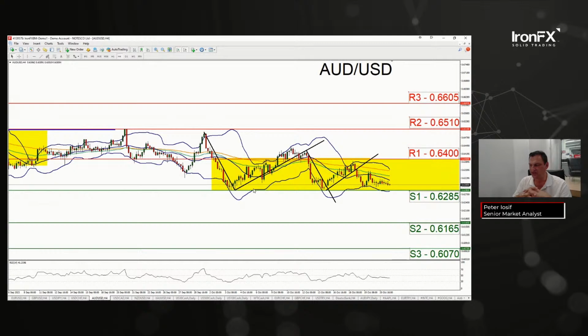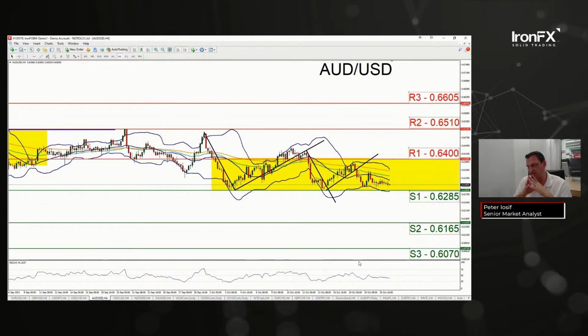The second element is that the 20 moving average, which is also the median of the Bollinger Bands, has started to turn lower, but that's also happening with the 50 and the 100 moving averages in green and orange respectively. And the third element is the fact that the RSI indicator has dropped slightly below the reading of 50. It's currently at 41. It's not a clear-cut bearish outlook here, but it still shows a predisposition to the downside for AUD/USD on behalf of the market.